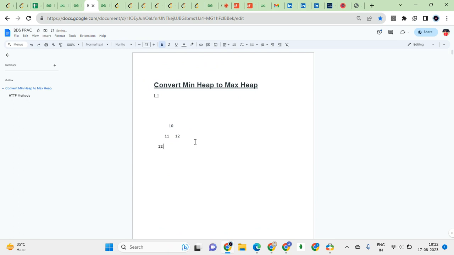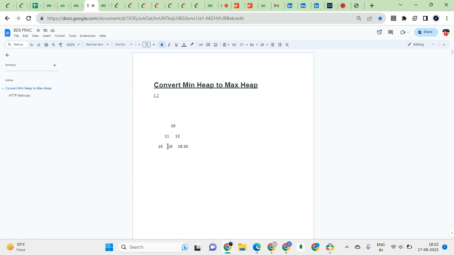Let's say the next children are 15, 18 and 20. It's not like a binary search tree that you have to maintain. The only thing that you care about is that the parent should be lesser than the children. That is the one thing that we care about.